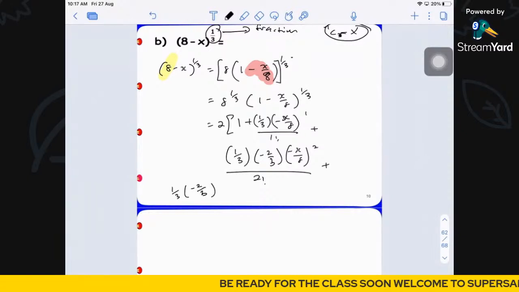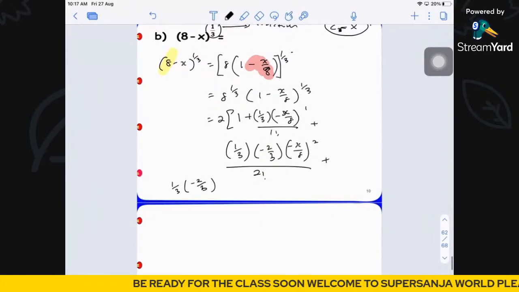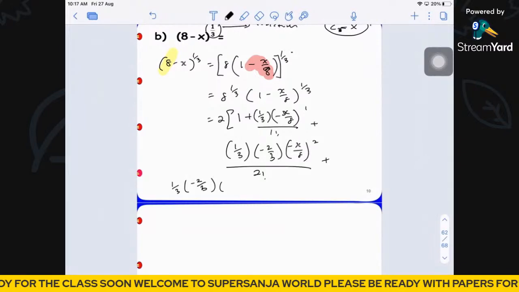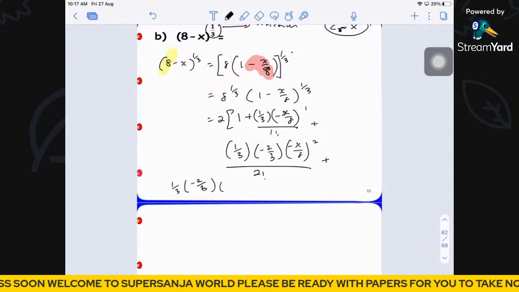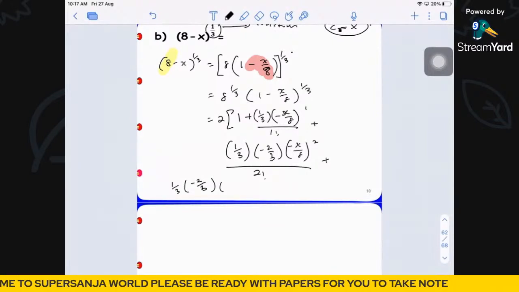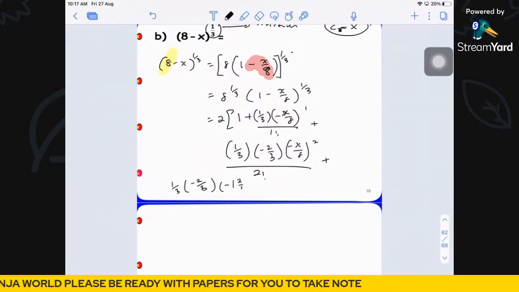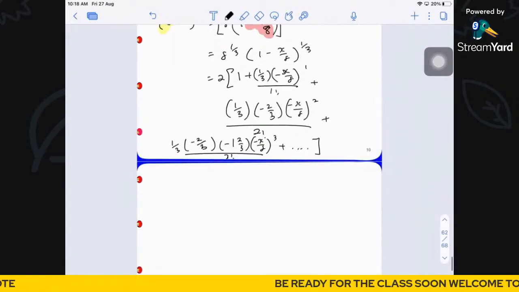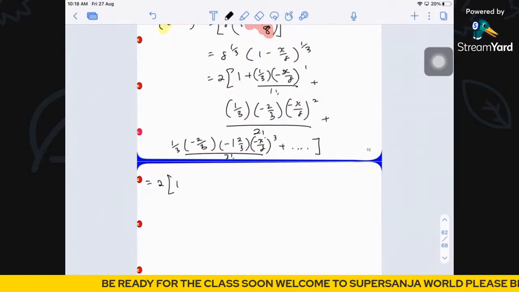Okay, thanks. So negative 2 over 3, then here will become negative 2, 1 over 3 minus 2, yes or not? Okay, 1 over 3 minus 2 there will become negative 1, 2 over 3. Then negative x over 8 power of 3 over 3 factorial plus dot dot dot. Now, if I expand this really nicely, here I get 2, 1.